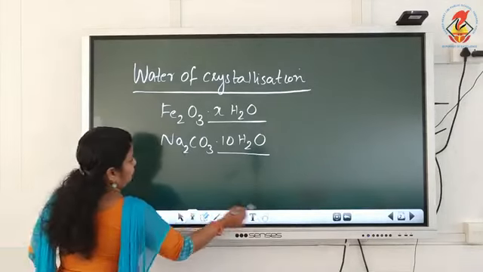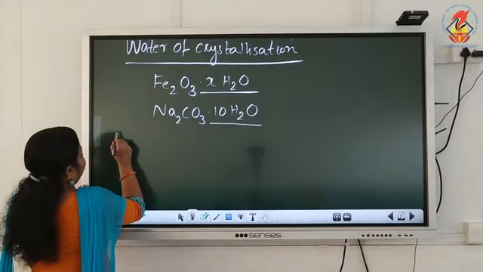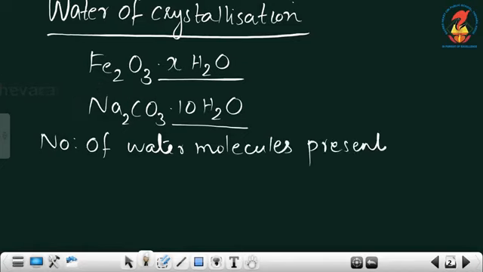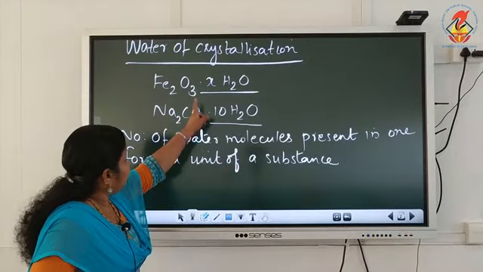Okay, let's write the definition now. The fixed number of water molecules present in one formula unit of a substance is known as water of crystallization.